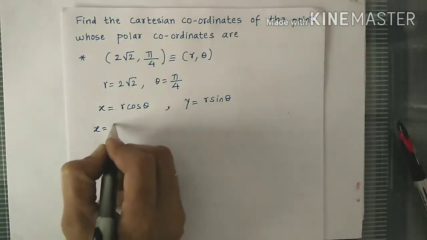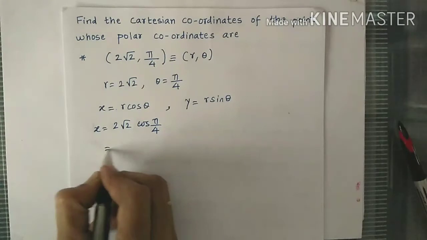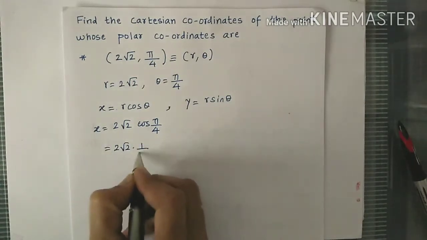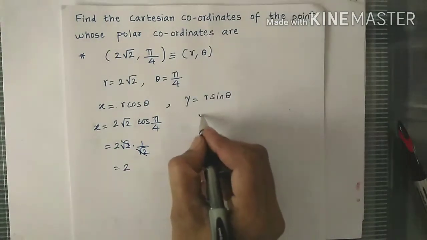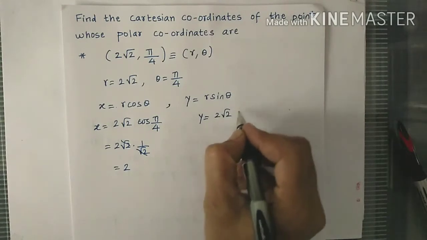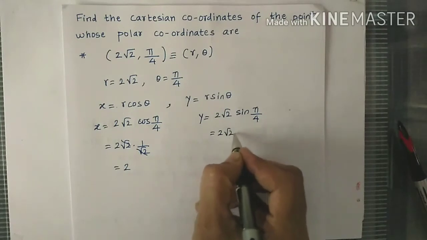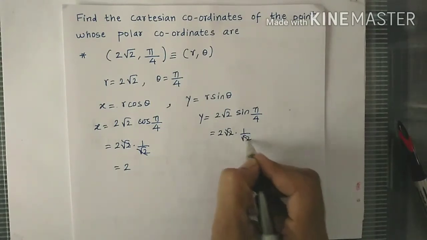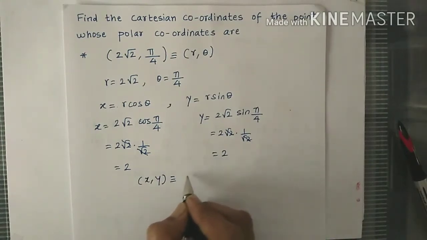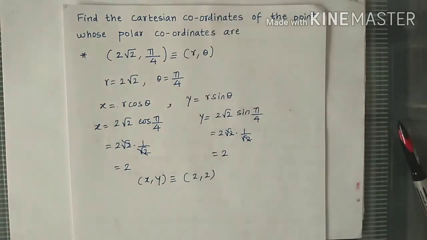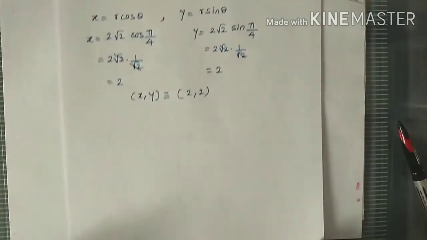So x is equal to r, which is 2 root 2, cos pi by 4. Pi by 4 is 45 degrees and cos 45 is 1 by root 2. So the value of x is 2. Similarly, y is 2 root 2 sin pi by 4. Again sin pi by 4 is 1 by root 2. So cancelling root 2, y is 2. So the Cartesian coordinates of the point are 2, 2. So polar coordinates are 2 root 2, pi by 4 and Cartesian coordinates are 2, 2.